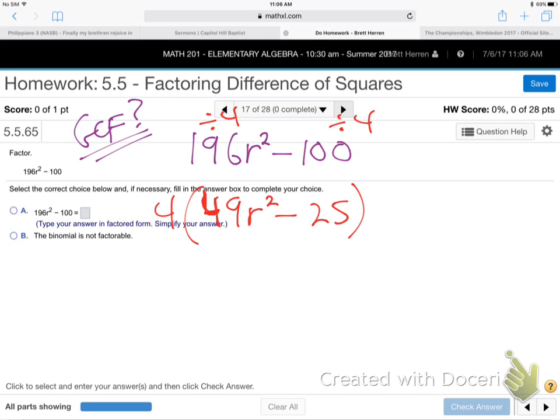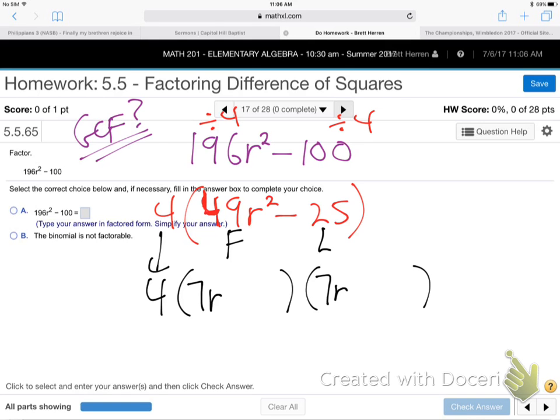So leave the 4 just sitting in the front. 2 parentheses, going to do FL. Right, front times front. 7R, 7R, front times front. To make front. Last times last to make 25. 5, 5. How do you make negative 25? 1 positive, 1 negative. Done.